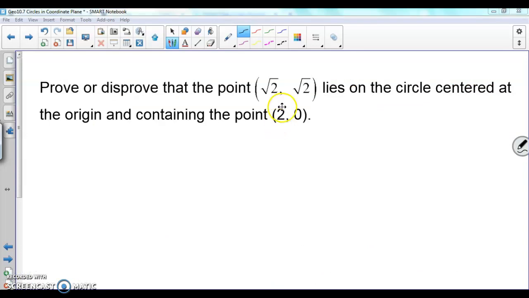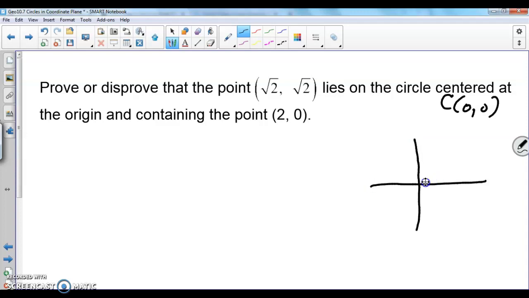Okay, in this example, we're going to prove or disprove that the point root 2, comma, root 2 lies on the circle centered at the origin containing the point 2, 0. So how are we going to do that? Well, first it says the center is the origin, so C is 0, 0. Now, do we know the radius? No, but if we make a sketch of a circle, it's centered at 0, 0, and it contains the point 2, 0. So that means the radius is 2.